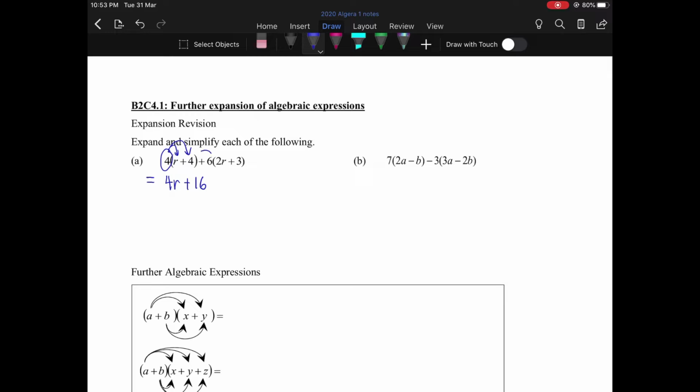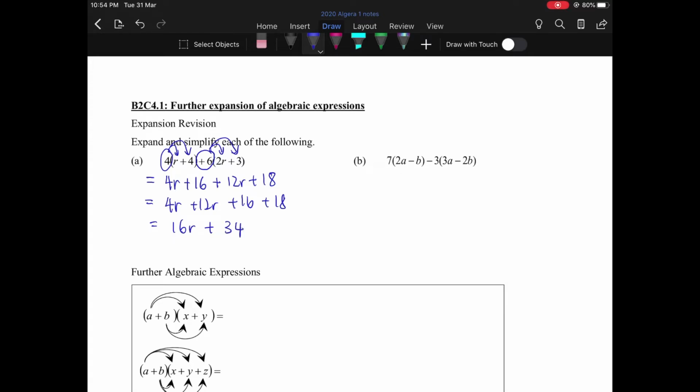Next, we have to distribute positive 6 into every term in the bracket. You will get 12r plus 18. To simplify, we have to add up the like terms. 4r plus 12r, 16 plus 18. We get 16r plus 34.